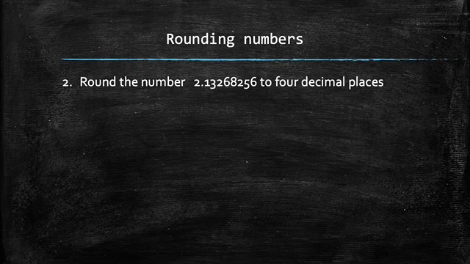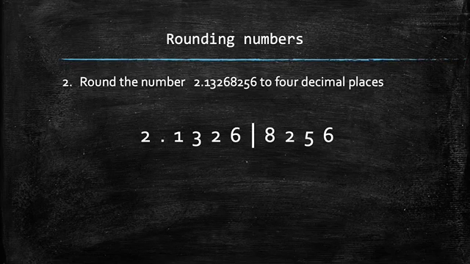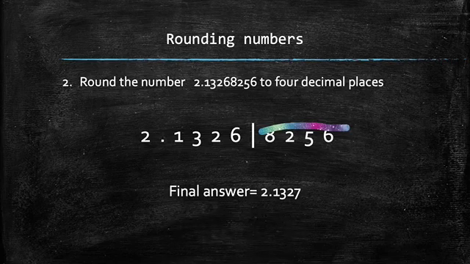To round this number, first, I go back to the original number, not the one I just rounded in the previous example. I count off 4 places and look at the number in the 5th place. The number in the 5th place is 8, which is greater than 5. So, I'll round up in the 4th place, truncating the expansion at 4 decimal places. That is, the 6 then becomes a 7. The 8256 part disappears, and the number rounded to 4 decimal places becomes 2.1327.